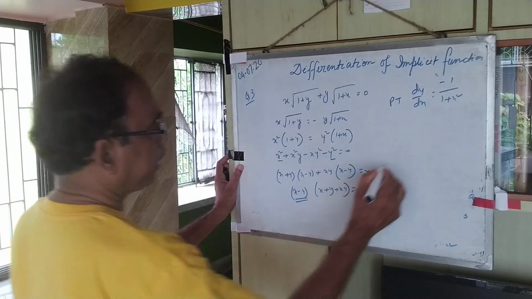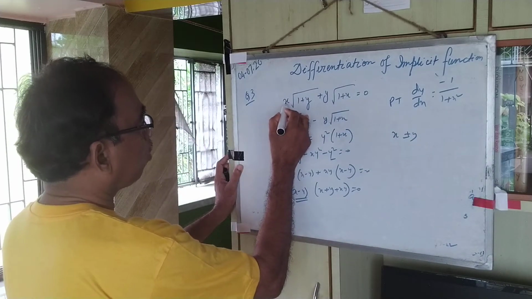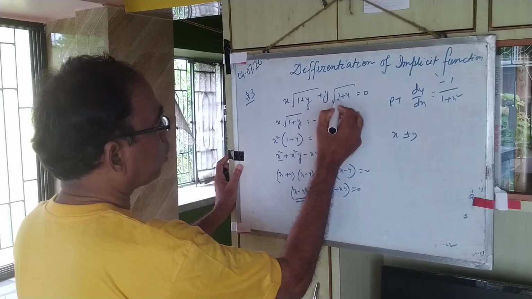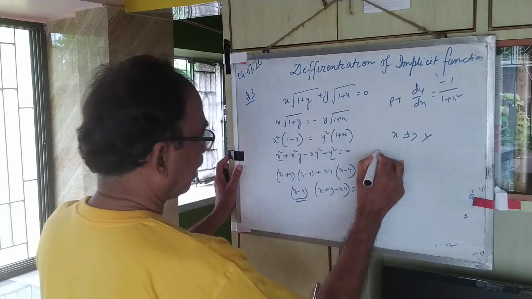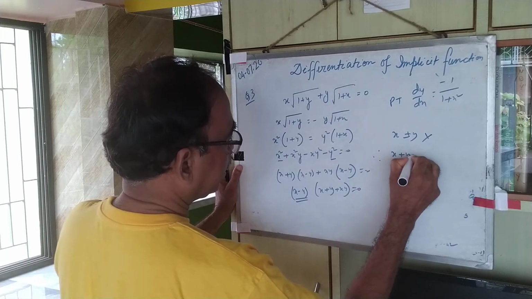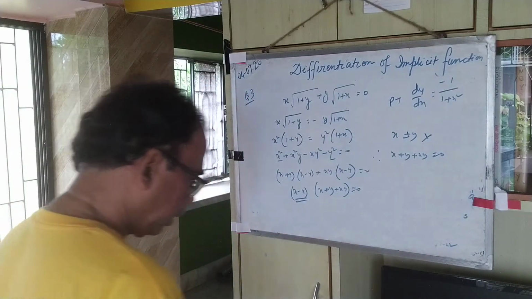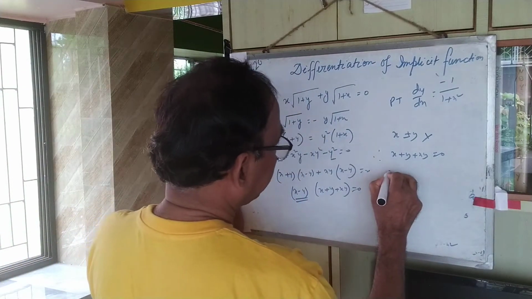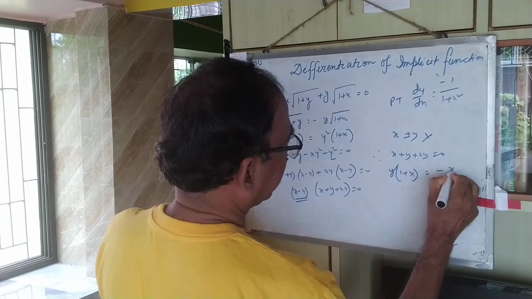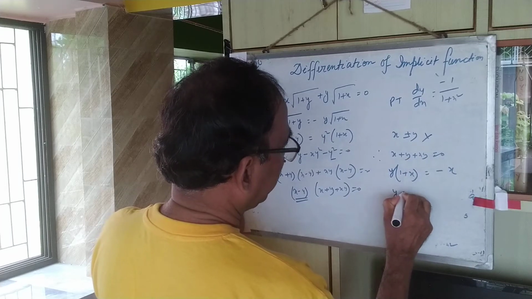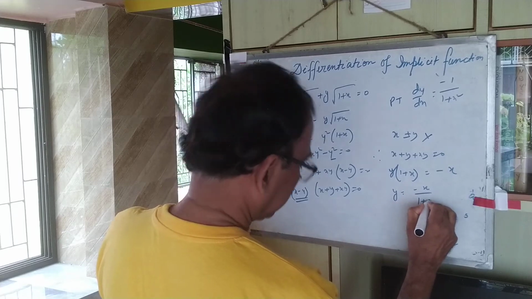Here, x minus y, x cannot be equal to y, because if x is y, root over 1 plus y, root over 1 plus x cannot be equal to 0. Therefore, this is failed. Therefore, x plus y plus xy equals 0. Then you have to take y common, y into 1 plus x equals minus x. Then y equals minus x by 1 plus x.